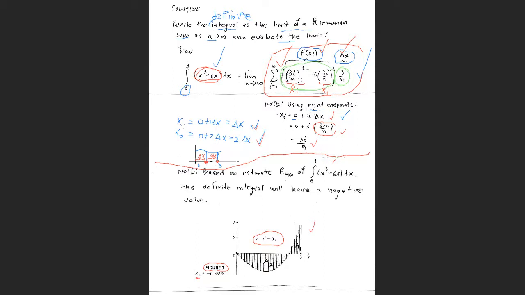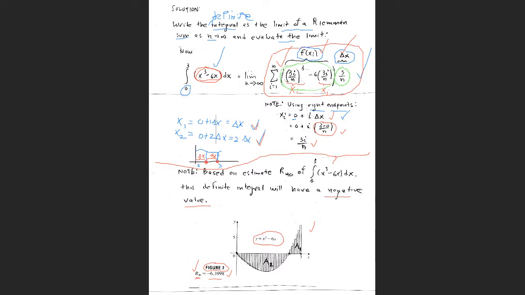You're never going to have to add up 40 rectangles. But the point is they get a negative answer. They get a negative 6.3998 for their right endpoint approximation. Now, that's not the definite integral. It's an approximation to the definite integral. But why is R sub 40 negative? Why is the right endpoint approximation to the definite integral negative?